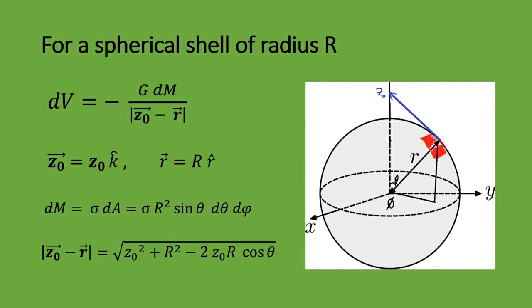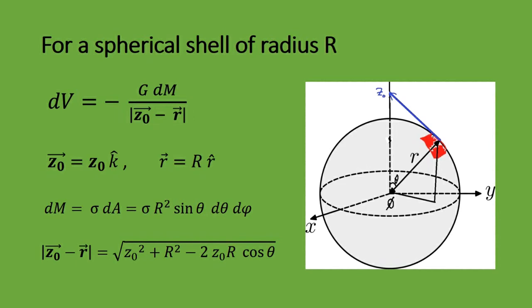Well, the mass is equal to the density, which is assumed to be constant, and we call this sigma, times the area of this small piece. So here in the third line, you find that dm, the small mass of this piece, is equal to the density, sigma, times the small area of that piece. Now the small area of that piece in spherical coordinates is equal to the radius squared, which is constant, capital R squared, times sine theta d theta d phi.